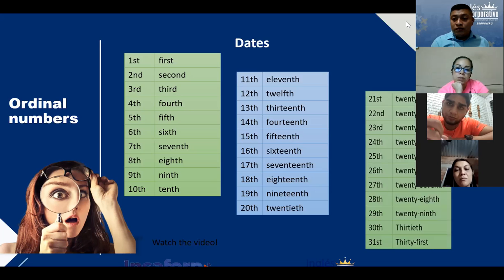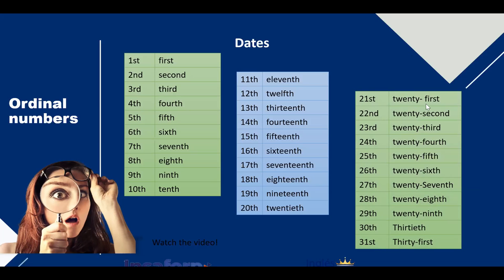And then we have this other one, 21st, 22nd, 23rd, 24th, 25th, 26th, 27th, 28th, 29th, 30th, 31st. Vamos a aprendernos hasta acá, hasta el número 31, porque son los números que necesitamos para hablar acerca de fechas. 31st.